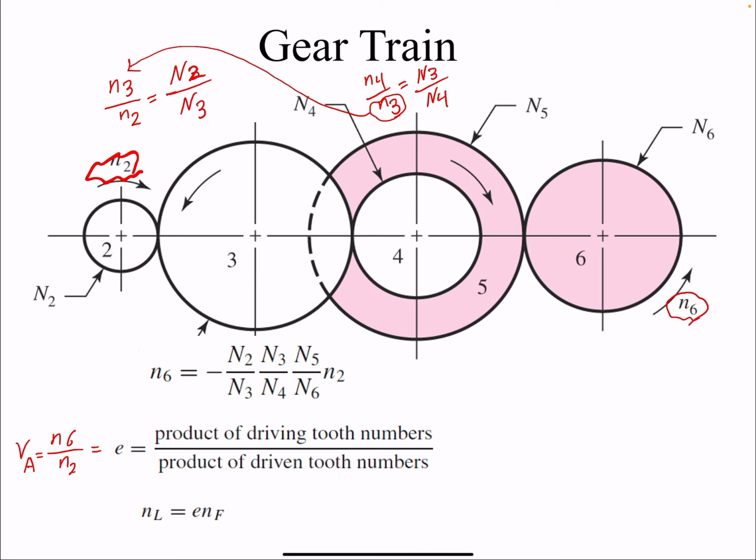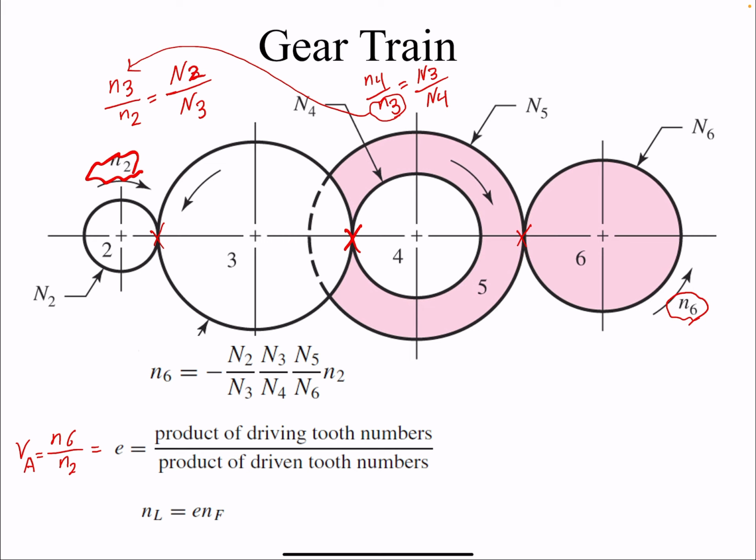So gear 2 is driving gear 3, and then gear 3 is driving gear 4, and gear 5 is driving gear 6. The driven component, gear 3, I guess has a special place because it's also a driver. Gear 4 is driven, and gear 6 is driven. And then we have our equation. Each time the gears are enmeshed, the direction changes. So here the direction changes, here it changes again, and here it changes again.